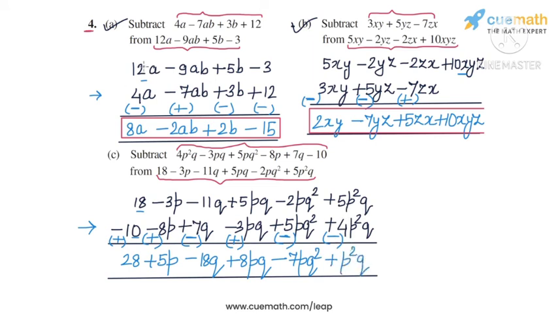So the expression that we obtain after subtraction is this expression: 28 plus 5p minus 18q plus 8pq minus 7pq square plus p square q. This is the answer for part C. And with this we have completed question number 4.